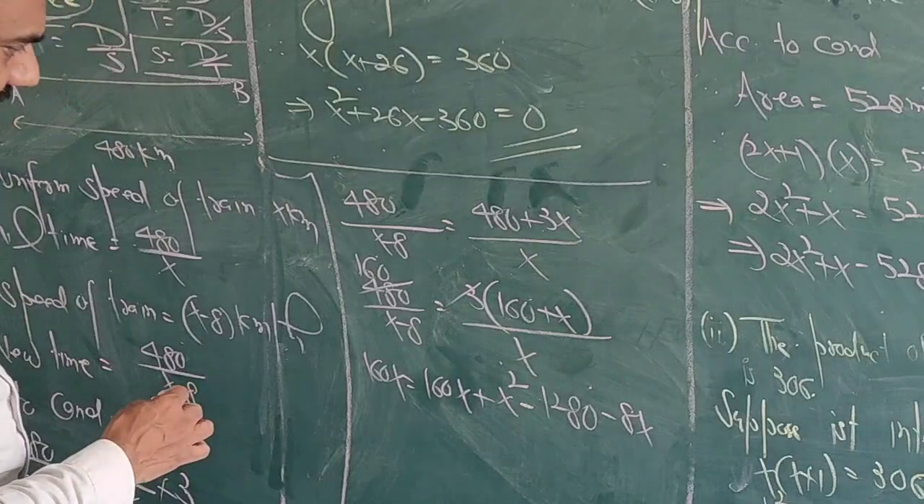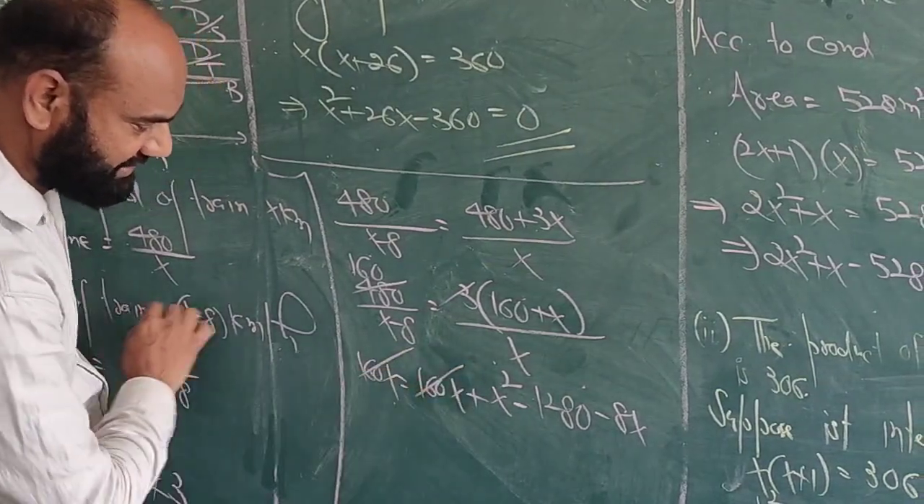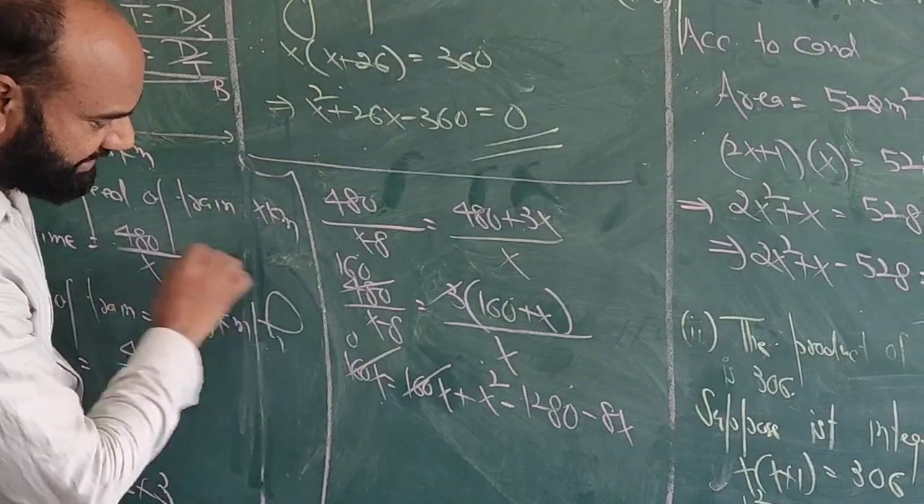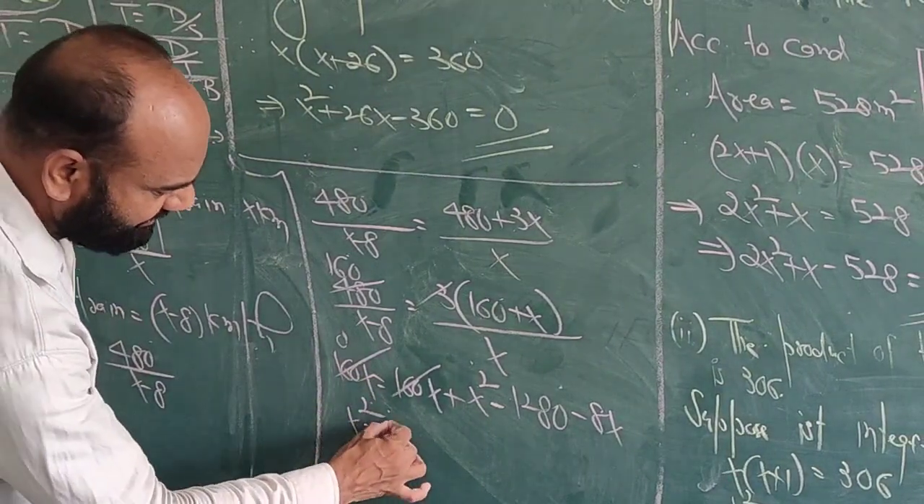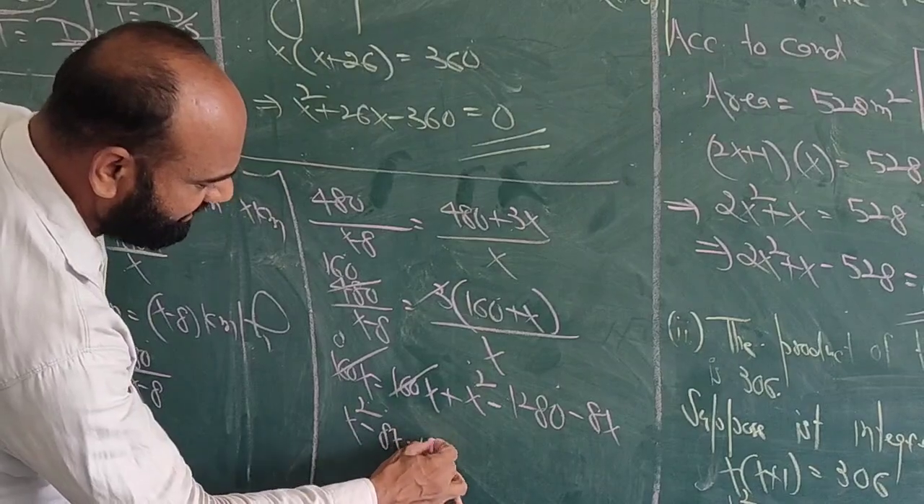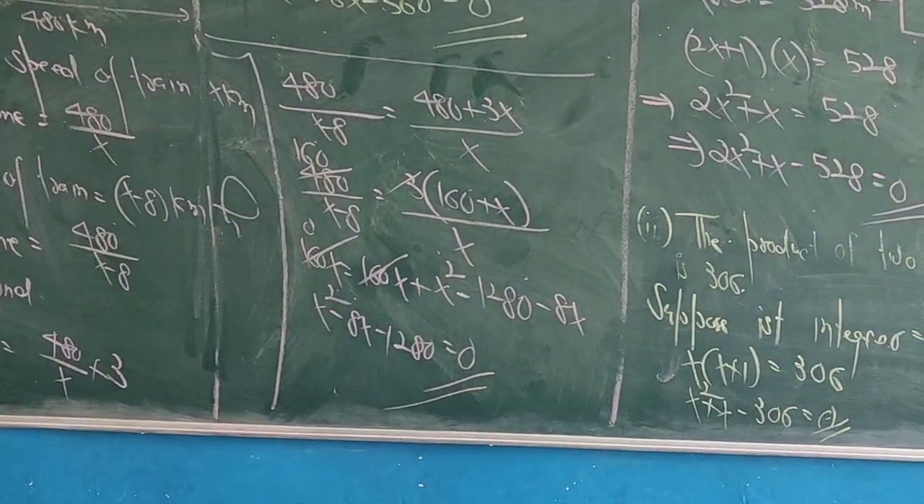Now by calculating, 160x and 160x are cancelled, and there is only 0. So this is written in the form x square minus 8x minus 1280 equal to 0, which is the required quadratic equation.